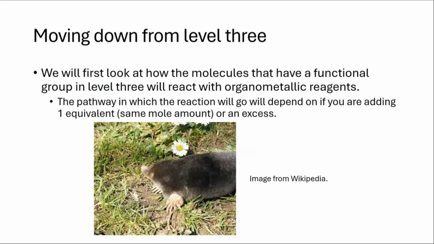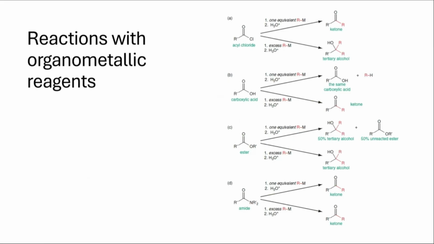I've already talked about level 3 too much, okay? So let's talk about how we can move down. So the pathway in which the reaction will go will depend on whether you're adding one equivalent, same mole amount, or an excess of an organometallic reagent. So we're going to focus on organometallic reagents. So right here's the big chart of reactions with organometallic reagents.